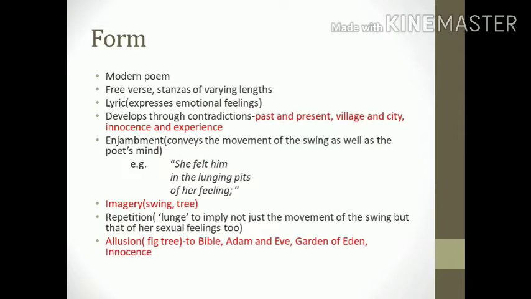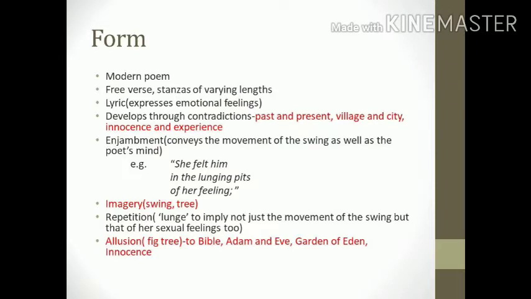Another beautiful feature of Ramanujan's writing is his deft use of imagery in his poetry. See, for example, the image of swing and the image of tree in the poem Looking for a Cousin on a Swing. This will be discussed in detail in the next slide. Repetition is another device used in this poem. For example, the word lunge is repeated in the poem. It implies not just the movement of the swing, but that of our sexual feelings too.